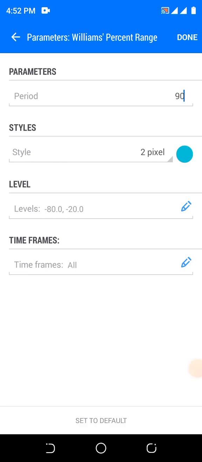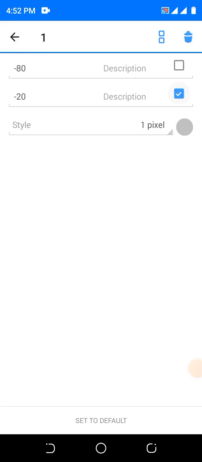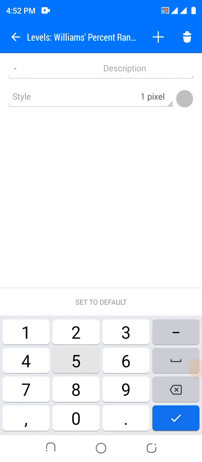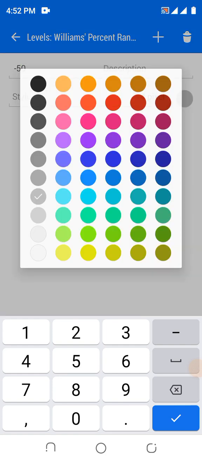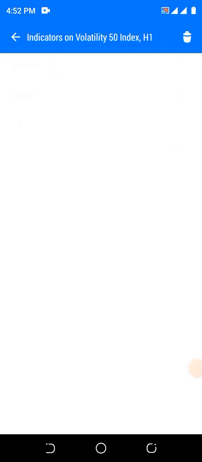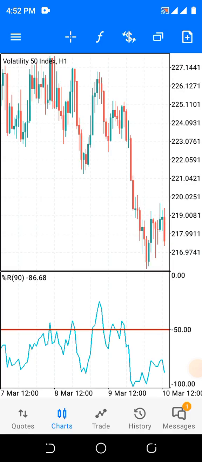Now the second thing, you come to levels, click on levels, delete -20. Change the -80 to -50. Then the pixel, choose 4, change the color to red. You click on done. Now this is all about the settings for the Williams Percent Range indicator. Now back to the chart.